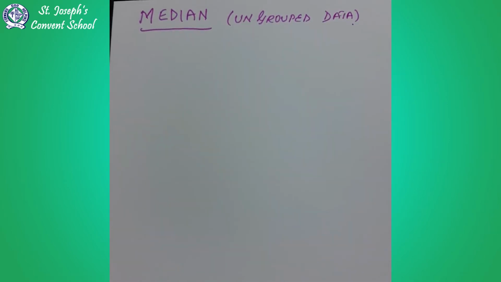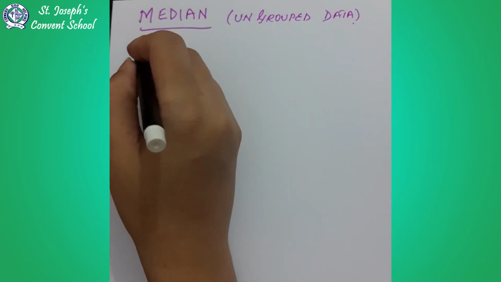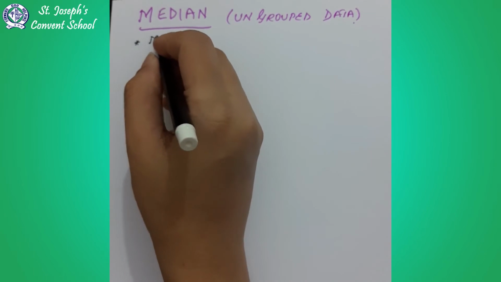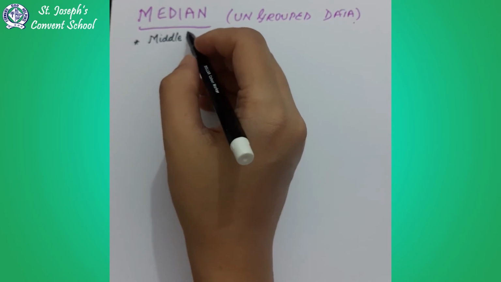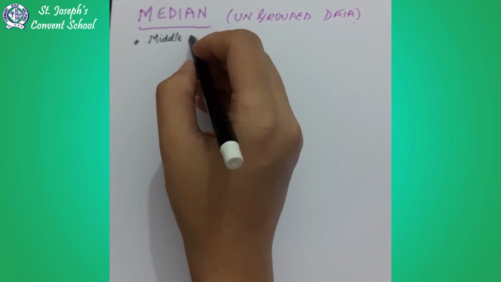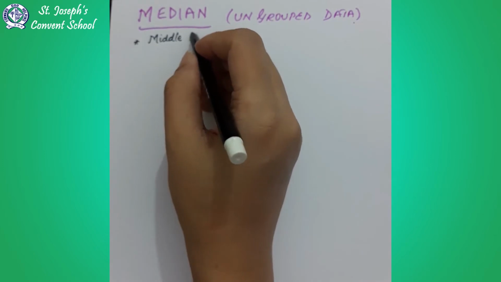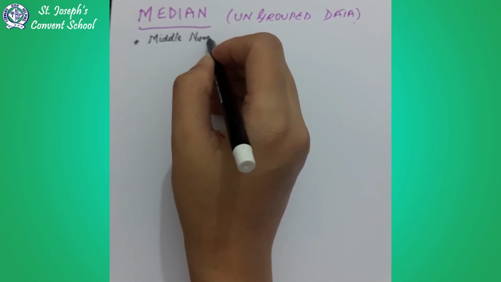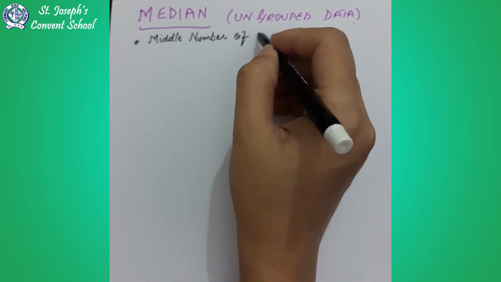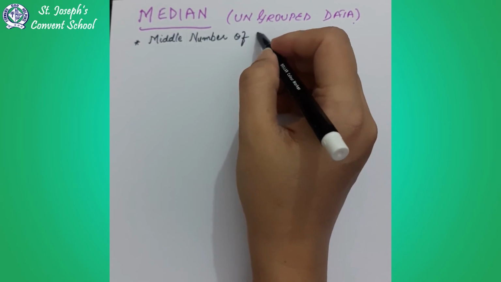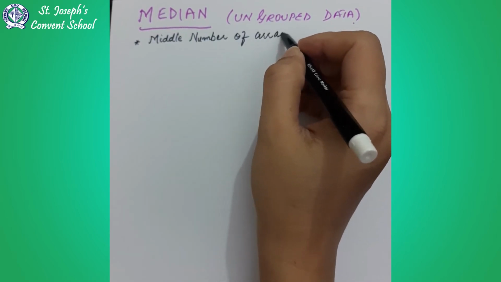Now what actually is the median? Median is the middle value of the data, middle number, but you have to arrange that data. So median is the middle value. Middle number, middle term, you can call it anything, same thing it is. Middle number of arranged data. It is necessary to arrange the data.